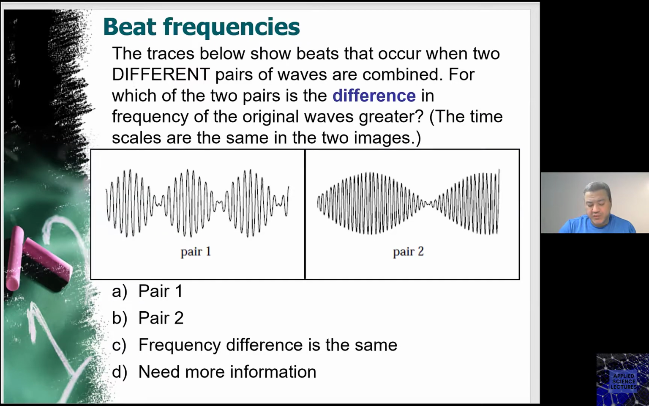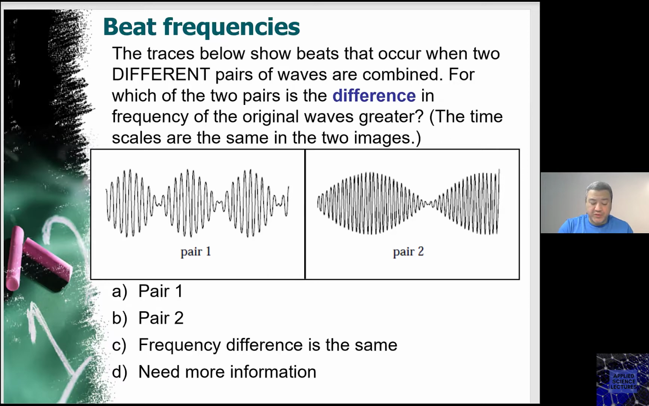So in the last lecture, we introduced beats, and we have seen how beats happen due to the slight difference in the frequency between two interfering frequencies. And the wider the difference in the frequency, the higher the beat frequency would be. So here, this is going to take us to an example where we can discuss it and explain it further. The traces below show beats that occur when two different pairs of waves are combined.